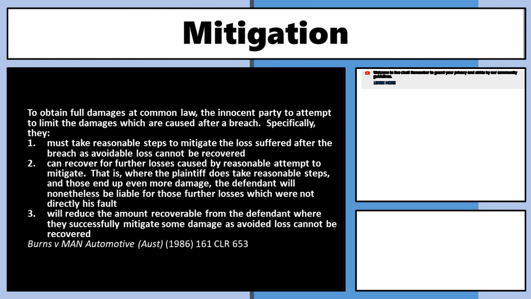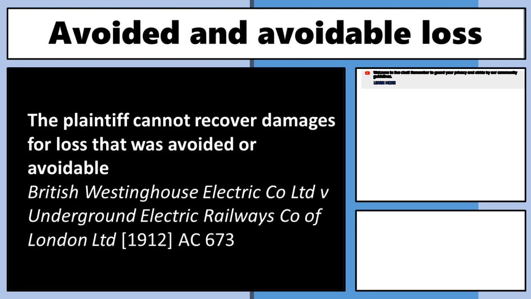But there's a couple of things to note here. It's a very low bar. Reasonable steps to mitigate the loss. Giving them ice creams, the example there is giving ice creams away for free. No, that's not going to mitigate the loss. No money's coming through. The idea is, and this is actually best illustrated by this one here, is that this idea of avoided and avoidable loss.